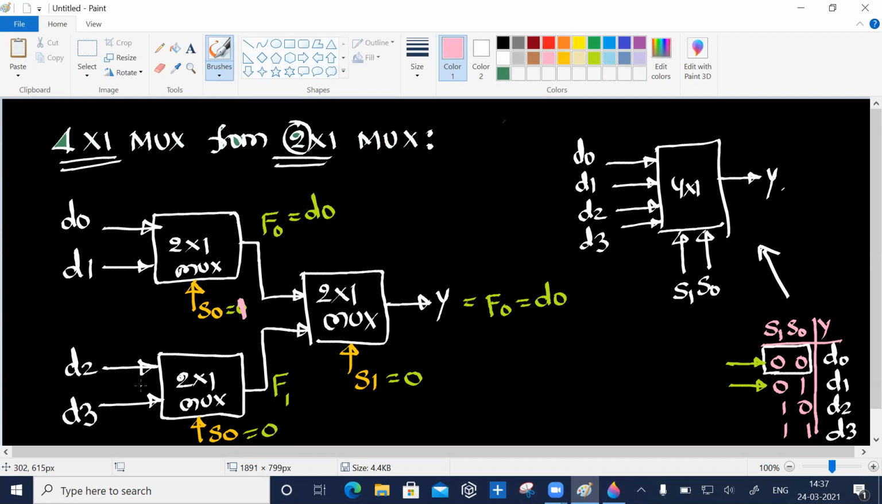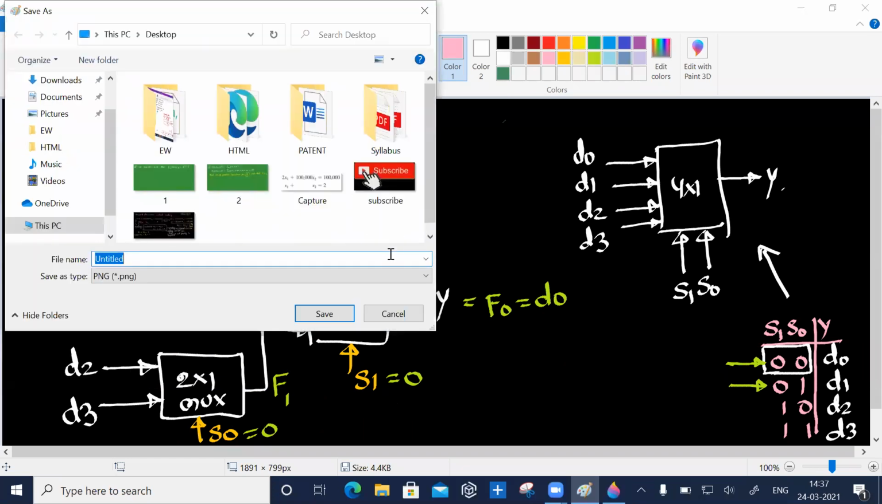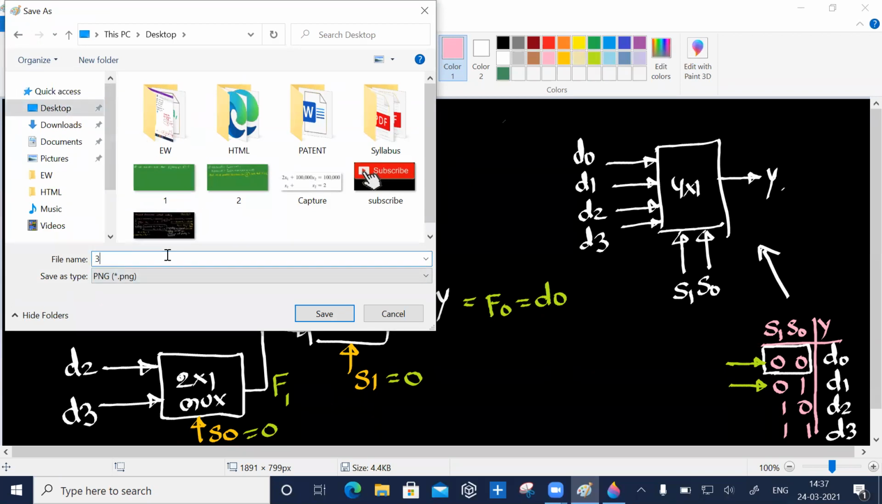Now, there is one simple understanding behind that. Let me save this. First of all, I want to save this. Let me give some number. Which number shall I give? Let me give 3.